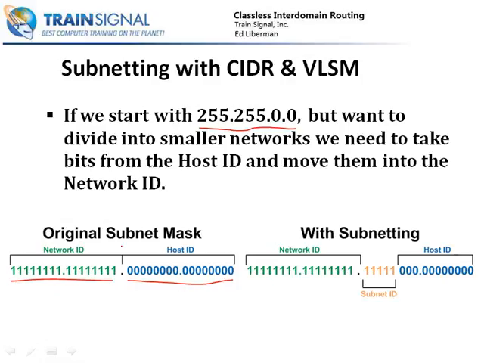And what we're going to do is take this line and move it this way. The goal here is we want to satisfy that 2,000 computer requirement. So we're going to move the line to here. And now we have our original network ID, and these ones right here have joined in with that network ID, but to clarify the difference, we're going to call this the sub-network ID, or the subnet ID. And now our host ID is a smaller range of bits.